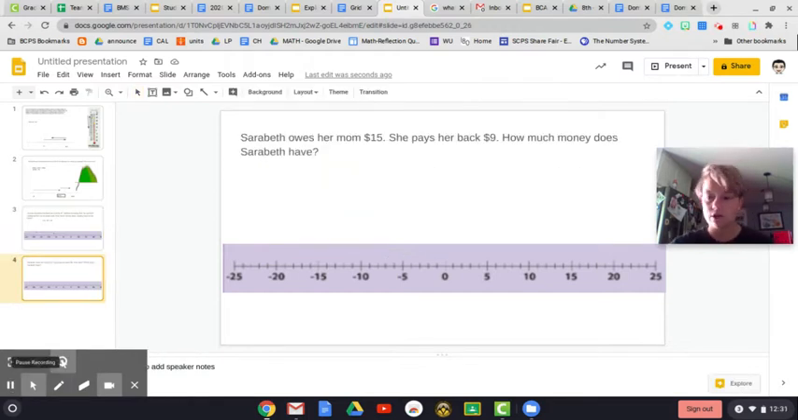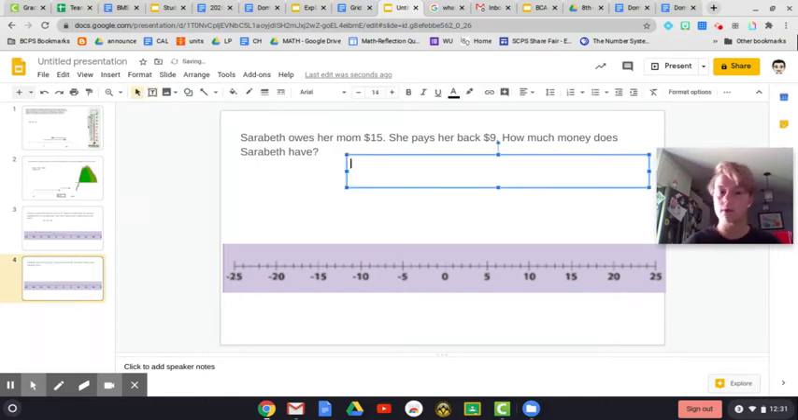We've got another scenario here involving money. Sarah Beth owes her mom $15. She pays her back $9. How much money does Sarah Beth have? So let's set up our equation. If she owes her mom $15, that means she has negative $15. Okay, she's going to have to pay that back before she can have $0. She pays her back $9. So we represent debt with negative numbers, right? And if she's paying back, then she's essentially getting rid of debt. Well, in the math world, when we get rid of, we subtract, right? We're subtracting a negative $9. We're taking away $9 of that debt.